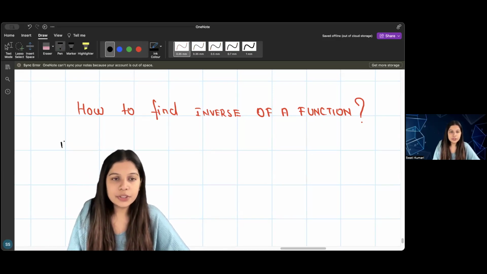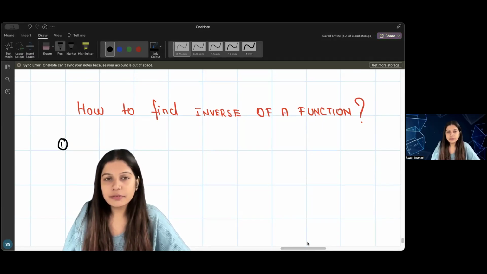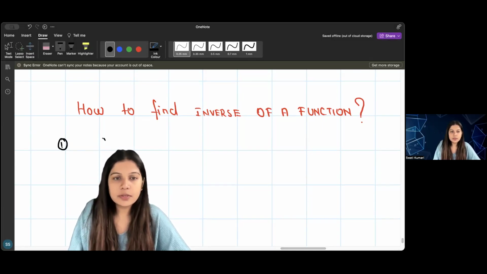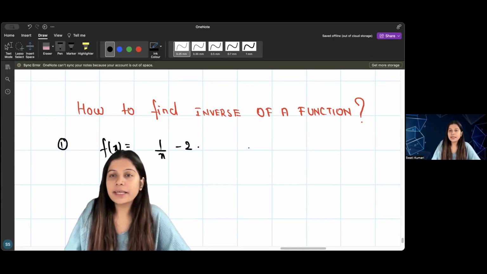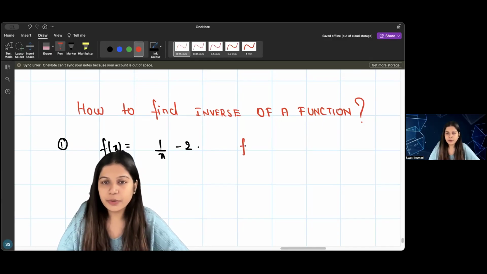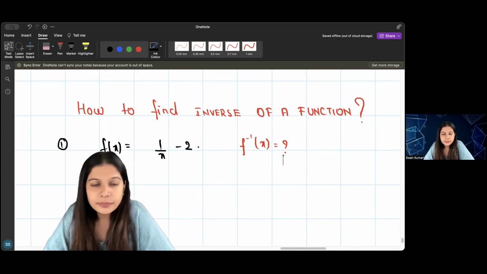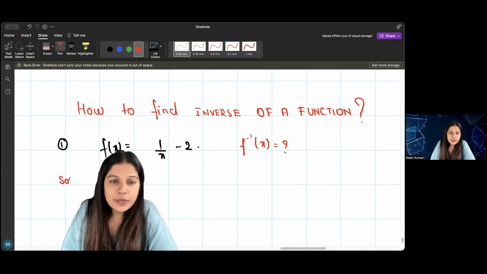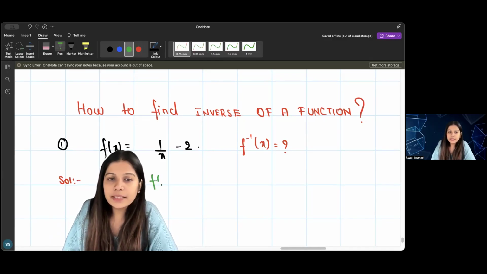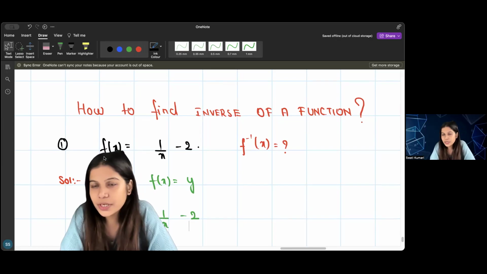So I'm going to take one function. Let's say we have the function given f(x) equals 1 over x minus 2. And the question is find the inverse of this function. That means we have to find out f inverse x, right? The very first thing that you have to do is take f(x) as y. So you'll start with f(x) equals y, and then you'll write y equals 1 upon x minus 2. I have just written the same question as it is.